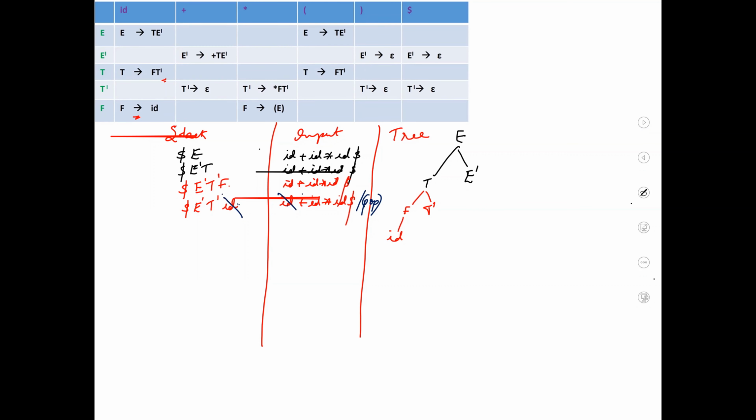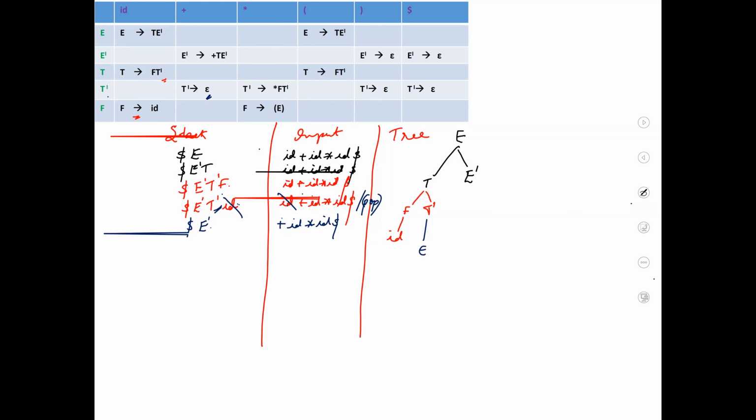Okay, you are encountering T dash together with the plus, which means T dash becomes an epsilon. T dash becomes an epsilon. So, it becomes nothing. So, you do have $E dash plus ID into ID dollar. Now, this is what you have in the stack.